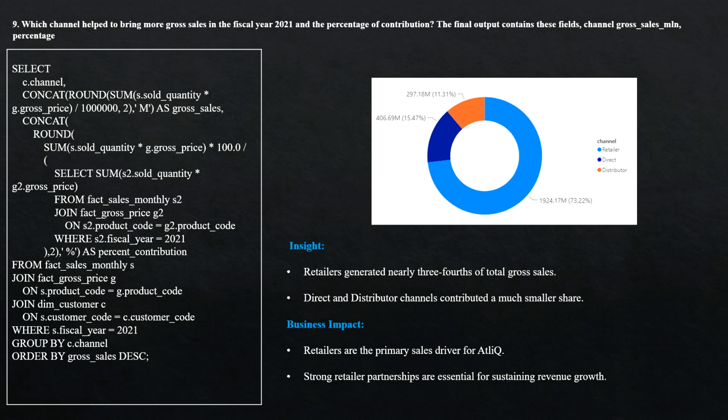So inside I found that retailer generated nearly 3/4 of total gross sales, and direct and distributor channels contributed a much smaller share. Business impact, we can see retailers are the primary sales driver for AtliQ, and strong retailer partnerships are essential for sustaining revenue growth.